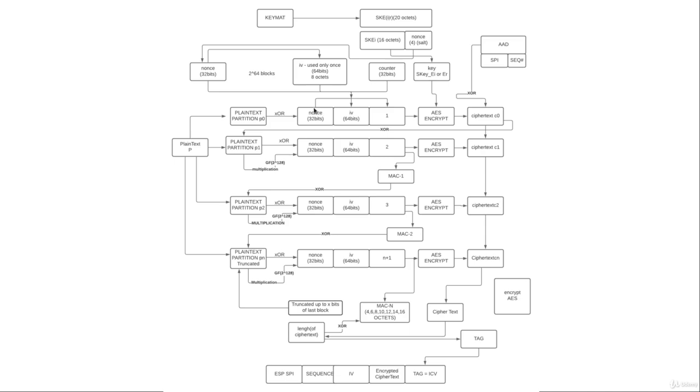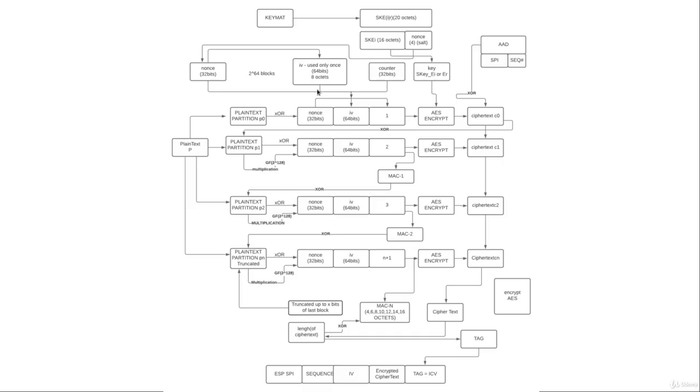The initialization vector is created at random by the encryptor and it has to be unique for any given key. There are 2 to the 64 initialization vectors that can be created, after which the security association must be renewed by a phase 2 quick mode or create child SA.